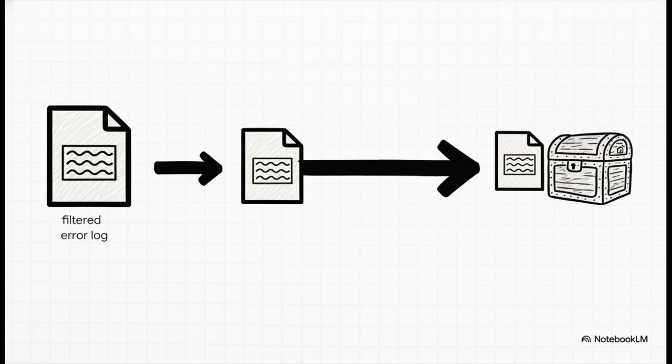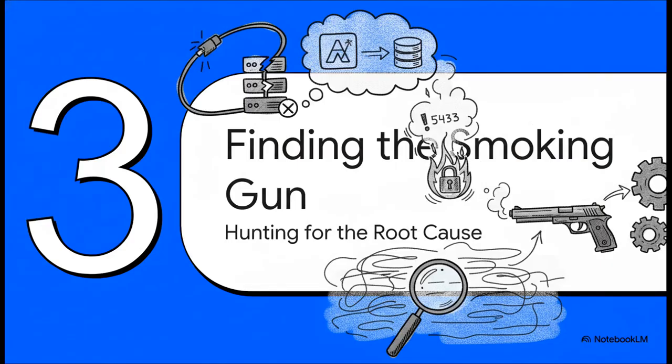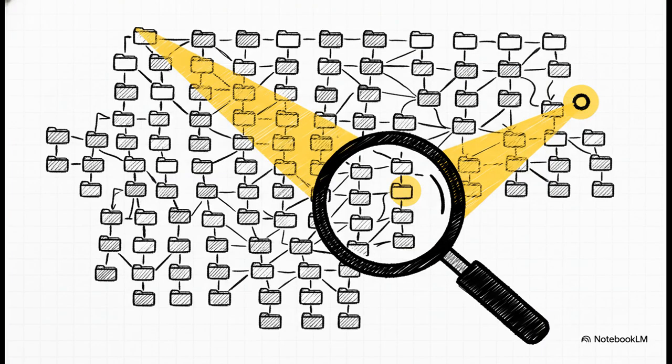The hunt continues. All right, here's what we know. The app can't talk to the database. The error logs are screaming about a connection refused error, and they're pointing specifically at port 5433. So now our job is to find the smoking gun, the exact piece of configuration that's causing all this chaos. We have a strong suspicion that a config file somewhere has the wrong port number. The problem is we have no idea where that file lives.